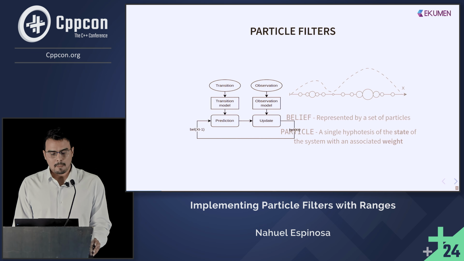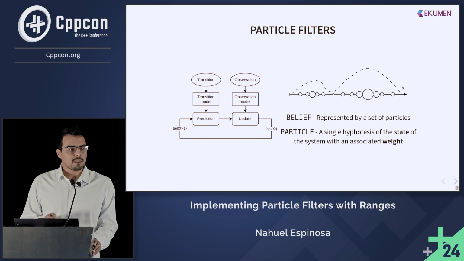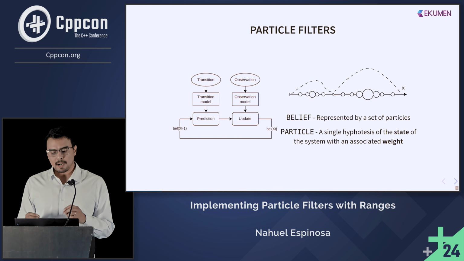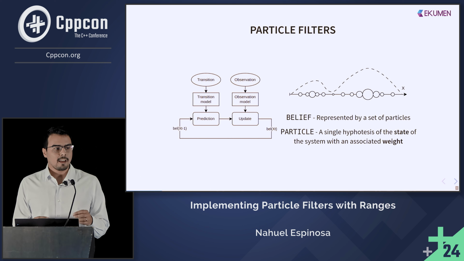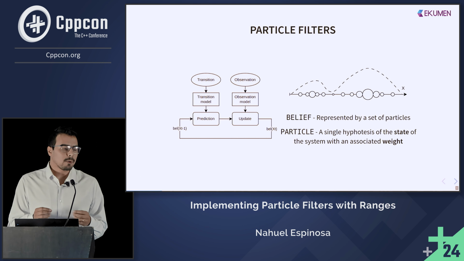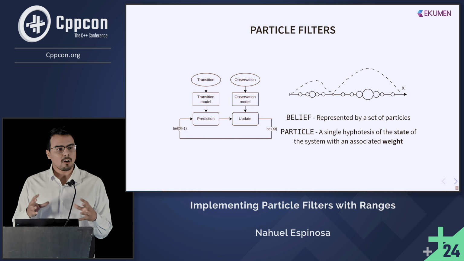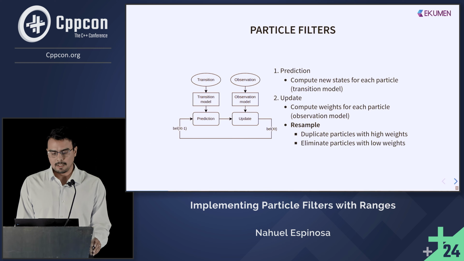Particle filters are a type of Bayesian filter where the posterior distribution is represented by a set of particles. Each particle is a single hypothesis of the state of the system and has an associated weight. This weight is proportional to the likelihood of that particle being the true state of our system. So the particle set as a whole acts as a discrete distribution that we can evolve over time.